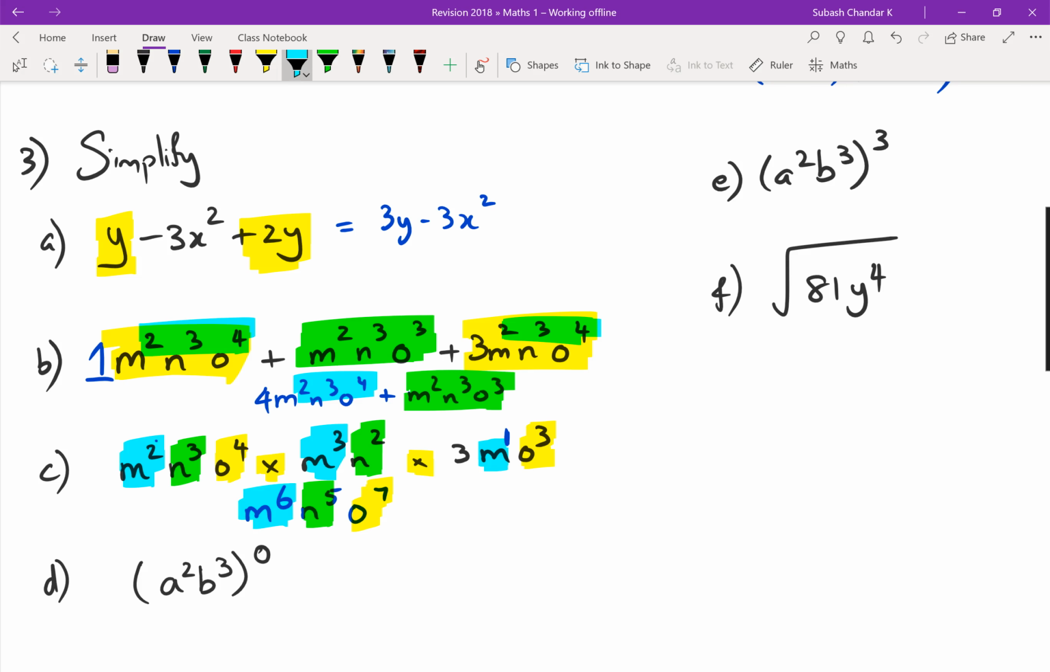All right, so when you multiply, that's when you add the powers up. But when you add like terms, you don't touch the powers at all. You leave it as it is. All right, question D. Has anybody got the answer for this? Thank you.